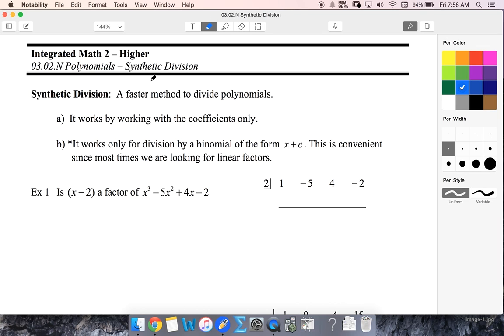This one is all about synthetic division. So like it says, synthetic division is a much faster way to divide polynomials. Last section we looked at long division, and this time we're going to go with synthetic division.